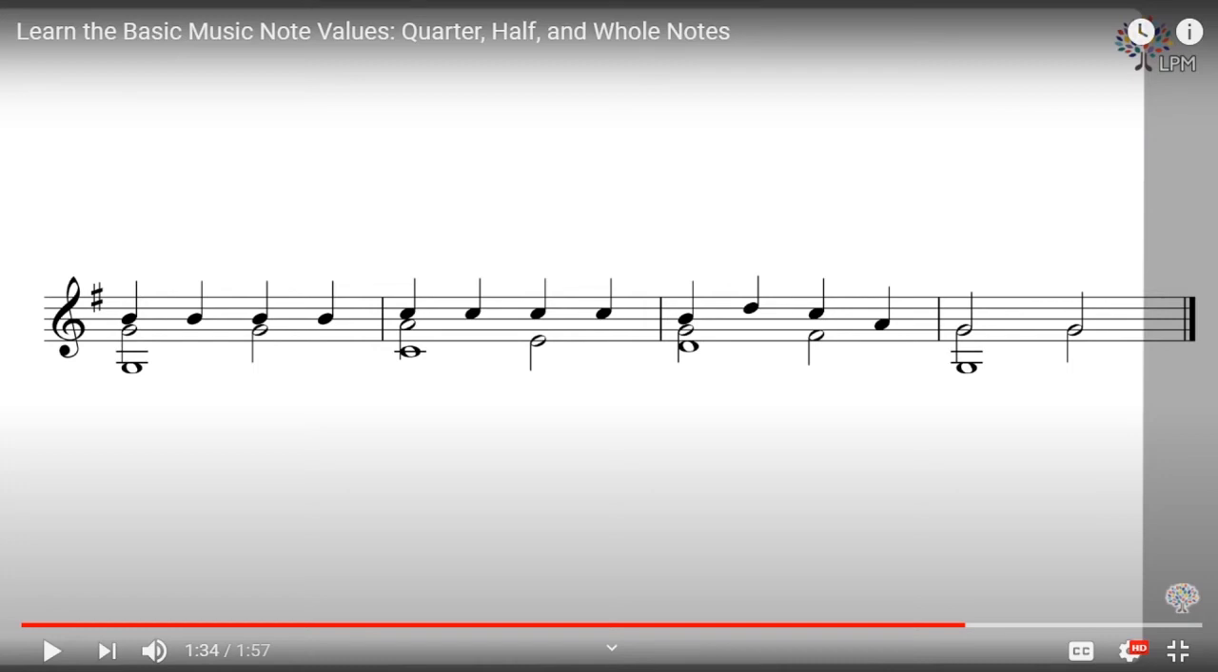So this is the pitch for the whole note on the bottom. This is the pitch for the half note. And here's the pitch for the quarter note. And they'll be played at the same time. I'm going to tap out the beat as this plays.